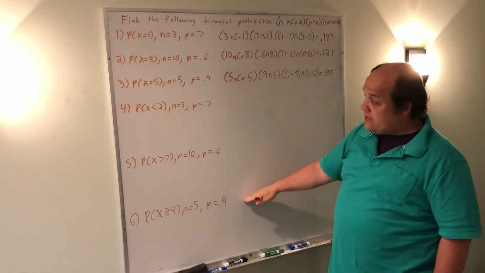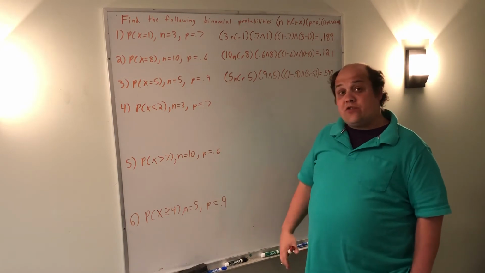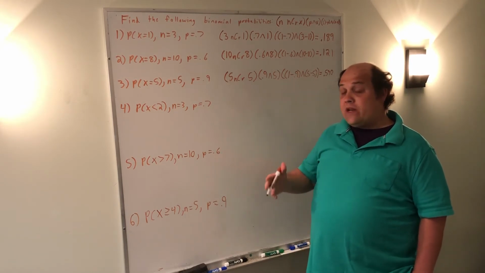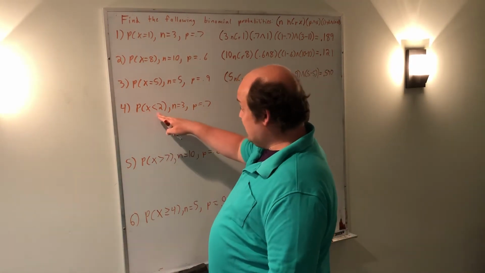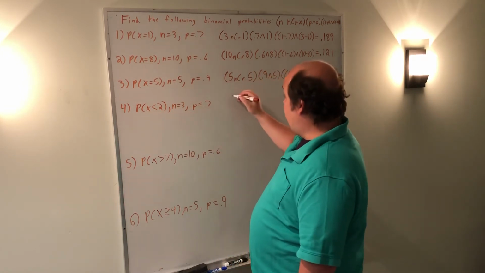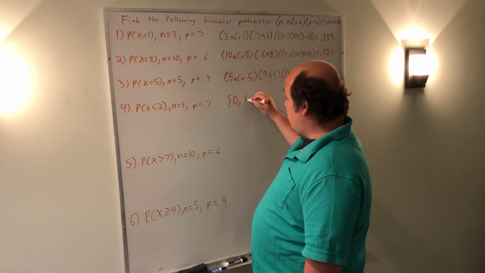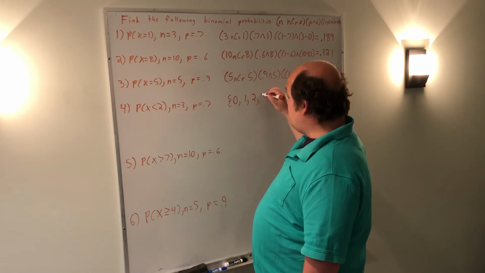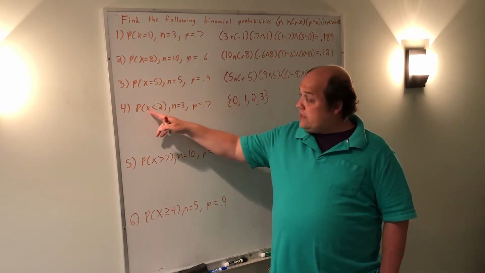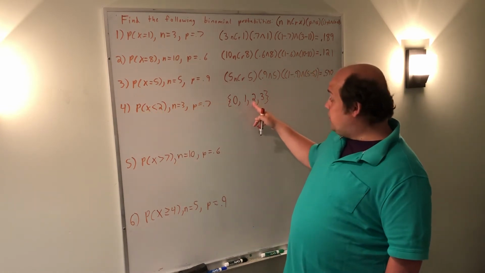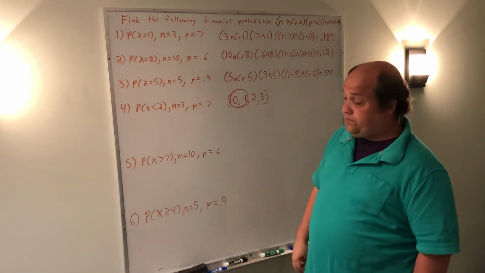For questions 4 through 6, they ask us a greater than, a less than, a greater than or equal to question that requires understanding the sample space and figuring out what exactly is involved in that question. So, probability of x is less than 2 when n equals 3. Well, if n equals 3, here's the set of everything that could happen. I could have 0 successes of the 3, I could have 1 success of the 3, I could have 2 successes of the 3, or I could have 3 successes of the 3. If I'm looking for which of these x's are less than 2, 2 is equal to 2 doesn't count, 3 is greater than 2 doesn't count. So the ones that count are 0 and 1.